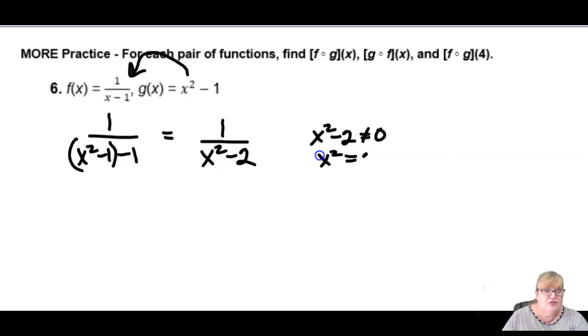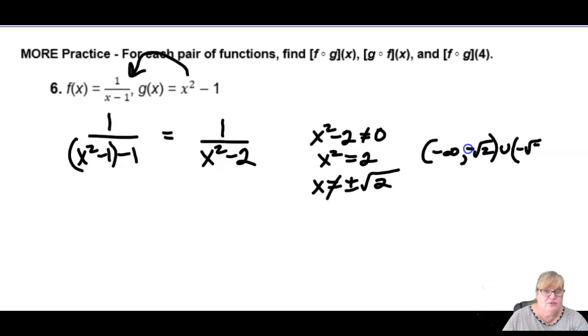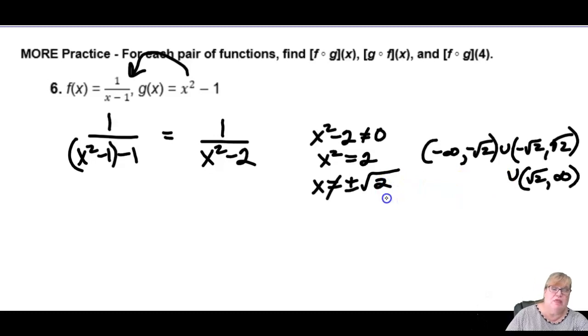So if we added 2 over the other side and square rooted, we'd get plus or minus the square root of 2. So x cannot equal plus or minus the square root of 2. If I was really cruel, it would be up to negative square root of 2, and then negative square root of 2 up to positive square root of 2, and together with positive square root of 2 to infinity. Yep, I would never ask that. Look. All right. That was f of g.